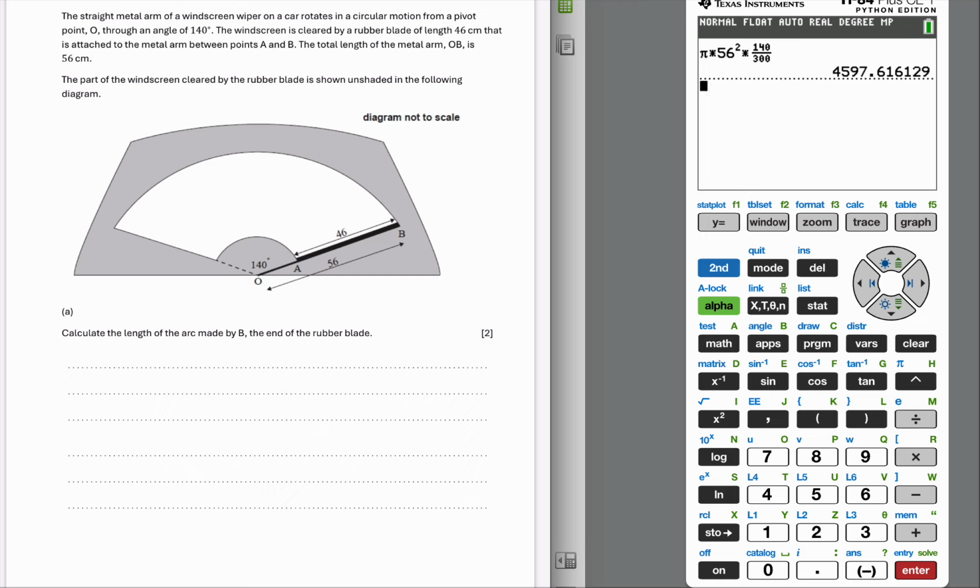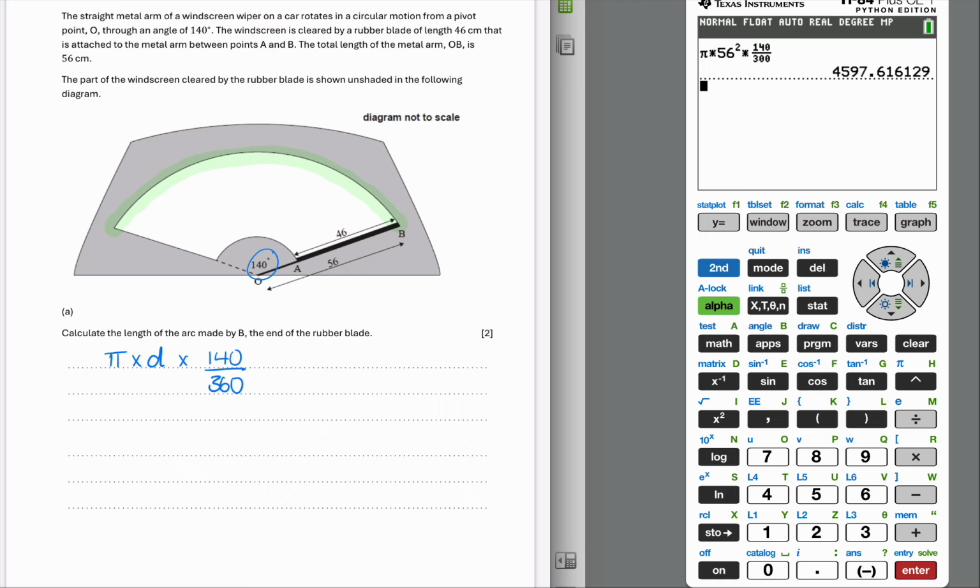So essentially this first part is just asking me to work out the length of the arc, which is this part here. We use our formula for the circumference of a circle, which is pi times diameter, and we need to multiply that by the fraction of the circle we're looking at, which is 140 out of 360 degrees. So 140 here is told to us.